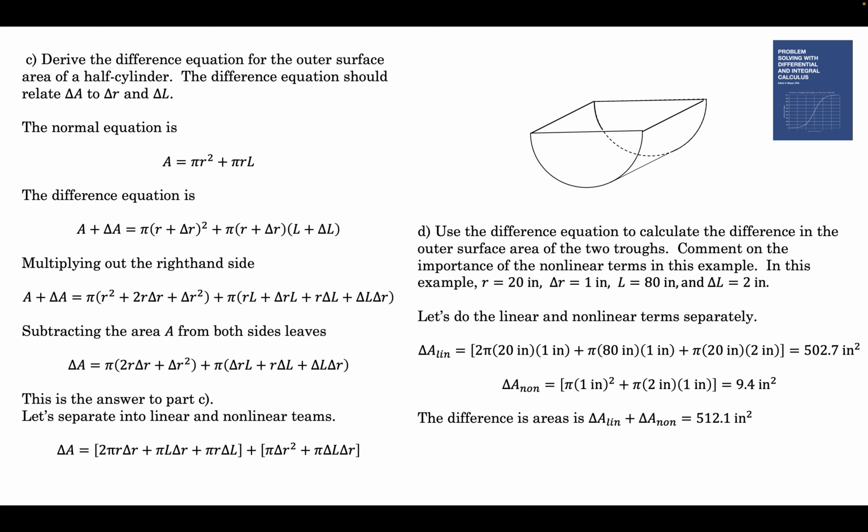But the nonlinear term is pretty small. It's about 1/50th of the linear term because the changes are not that big. And the goal is to get a good intuition about how big the linear term is compared to the nonlinear term based on the changes. So you're probably not going to pay attention to the nonlinear term if you're going to go buy paint. 10 square inches is not much to worry about. It's a small difference.